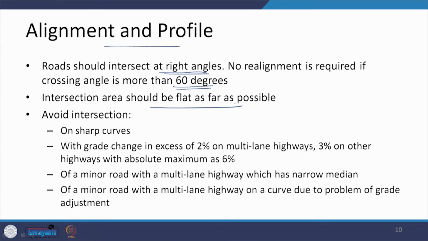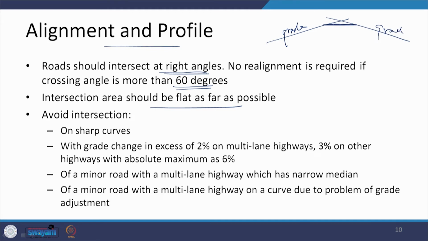Then whatever intersection area is there, it should be as flat as possible. It should not happen that there is a road going in this form and then we say that this is at grade, and there is another road which is also at grade.